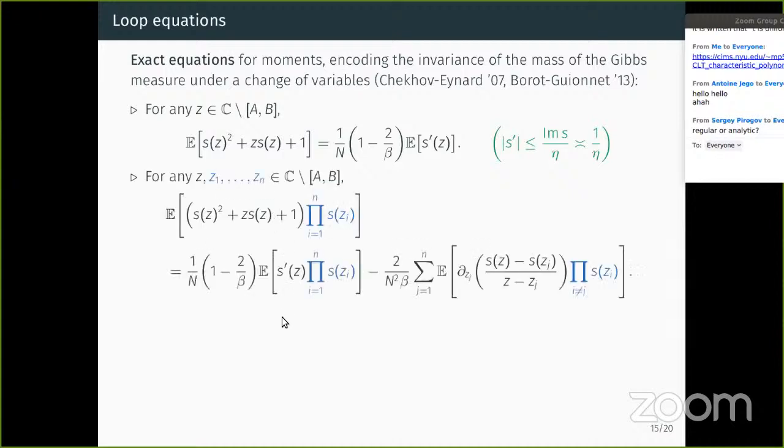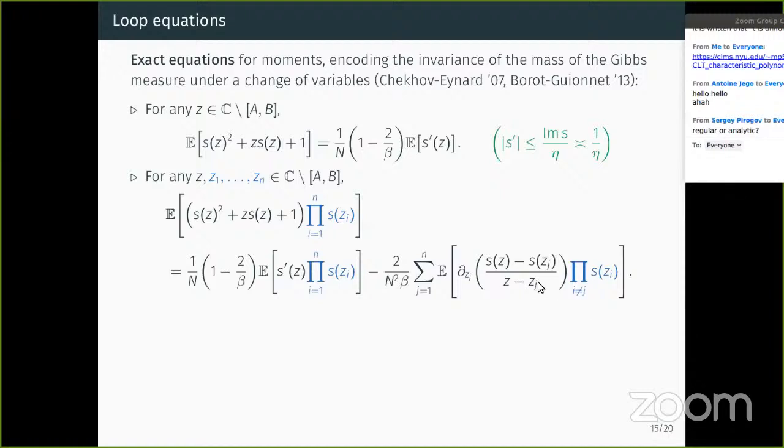Okay. So then these are really the loop equations we are looking at. We introduce spectator variables, z1 to zn. And we look at the same quantity, the same polynomial, but now it's multiplied by the value of s at different spectator variables. If you do so, there is again a loop equation, which gives that this is equal to the same term as before, where you add the product involving the spectator variables. And there is an additional term, which is the sum over the spectator variables of the derivative with respect to their position.